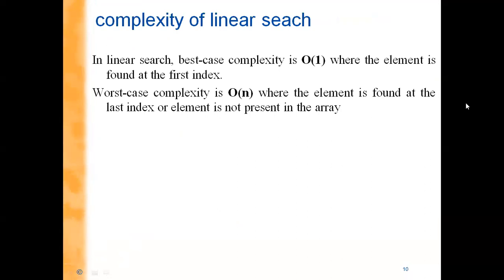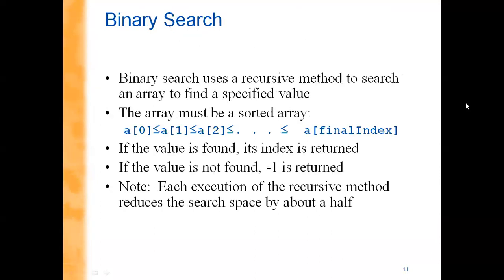Now the complexity of linear search. In linear search, best case complexity is order of 1, where the element is found at the first index. As I already told you, if the element is found at the first position, this is the best case. Worst case complexity is order of n, where the element is found at the last index or the element is not present in the array.